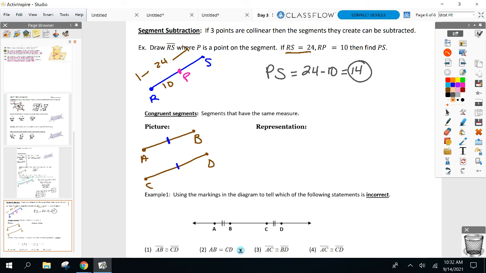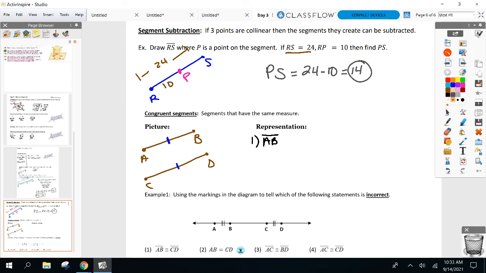What's the vocabulary term if they're the same length? Congruent. How do I write now that they're congruent? That's the final thing I need to show you. How do I write mathematically that AB and CD are congruent? Well, you know how to write AB, right? Line segment AB. Go ahead. Line segment AB.